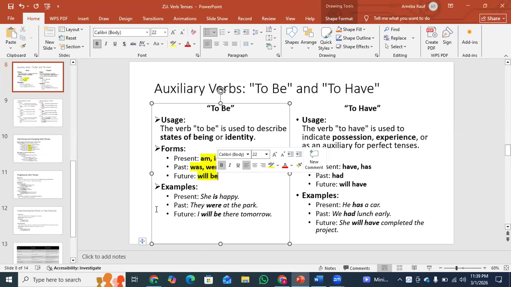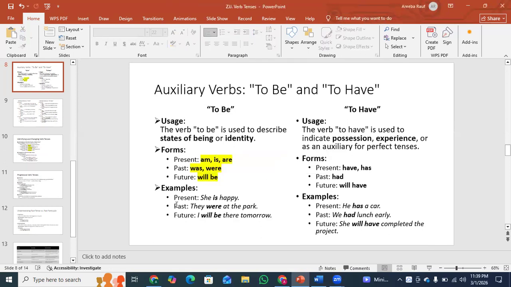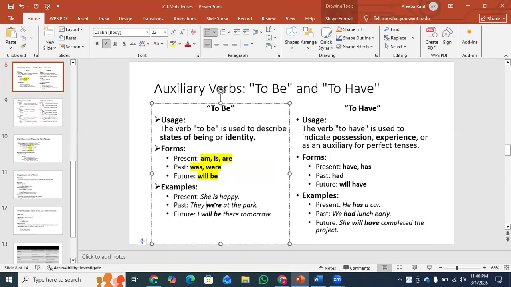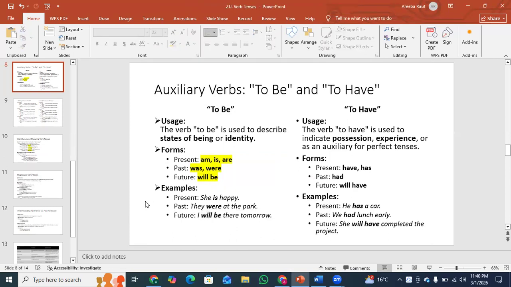Like in the sentences: She is happy. They were at the park. I will be there tomorrow. You can see that these are sentences of present, past, and future. And the words is, were, will be are basically the helping verbs.